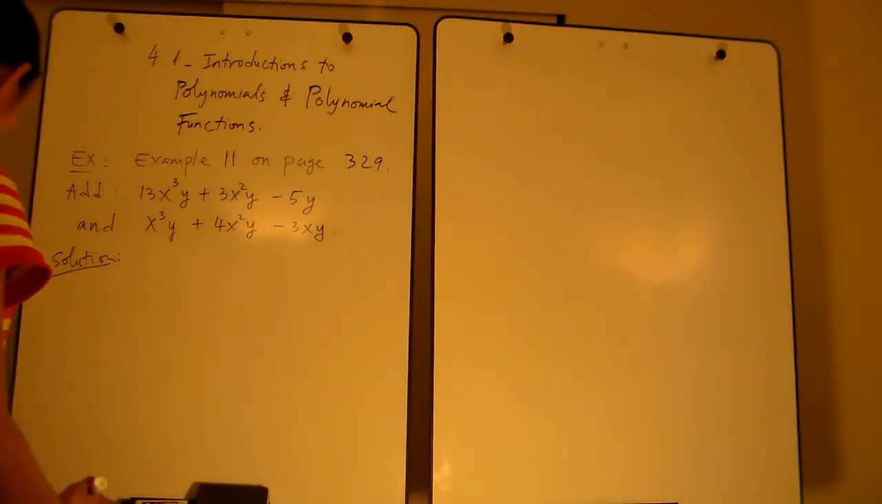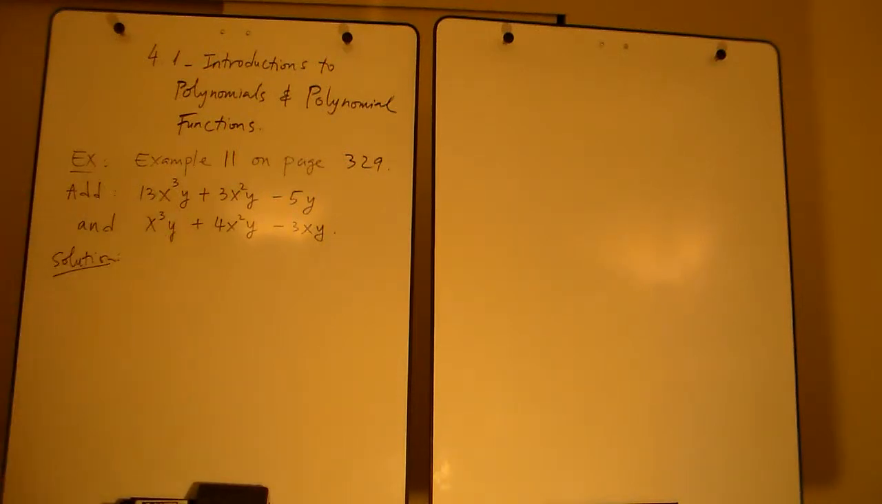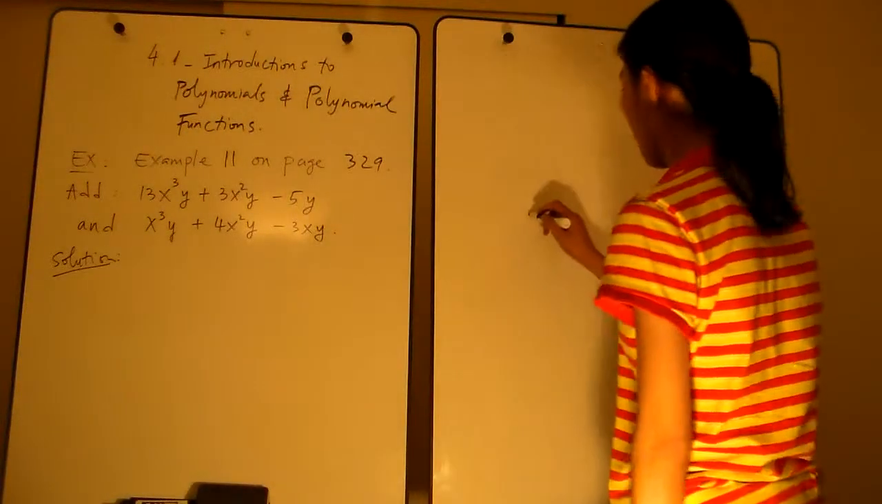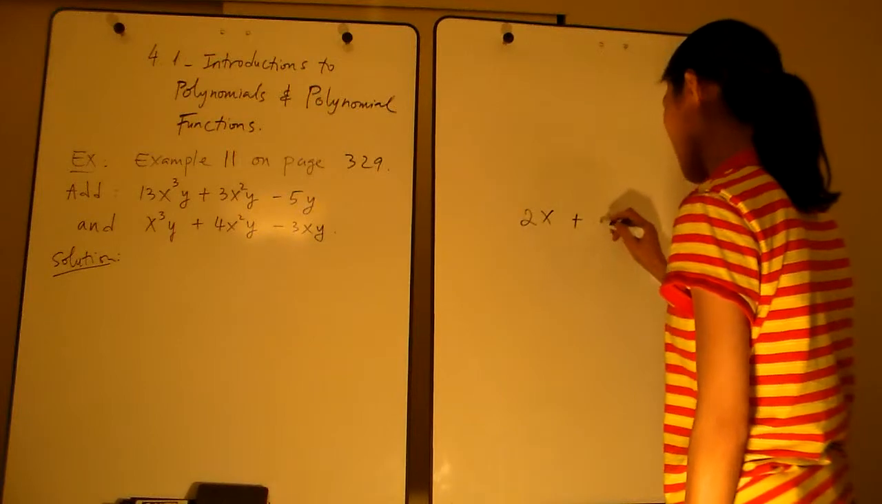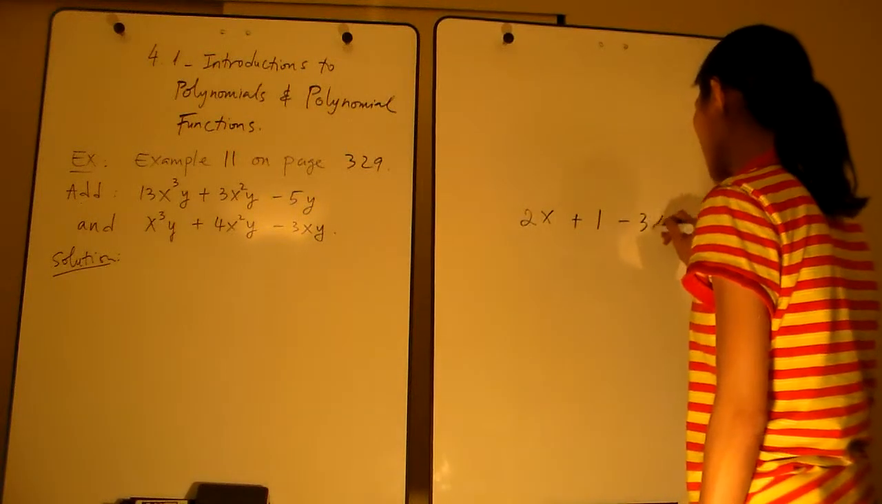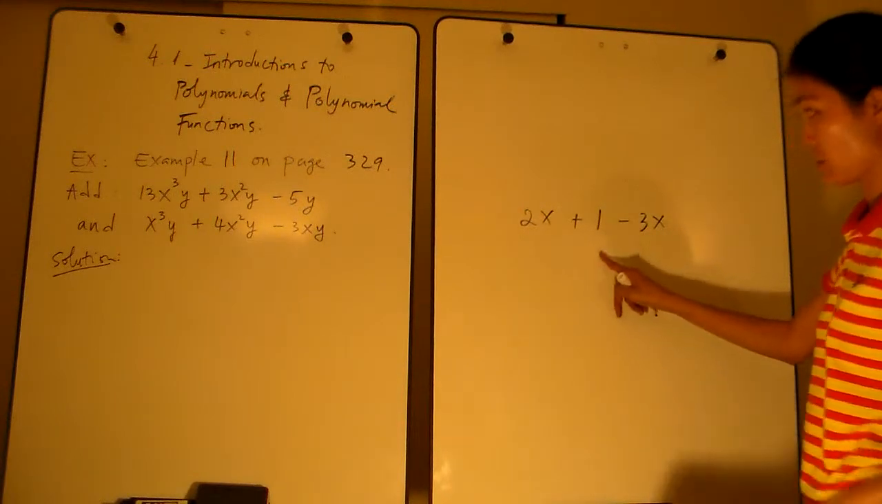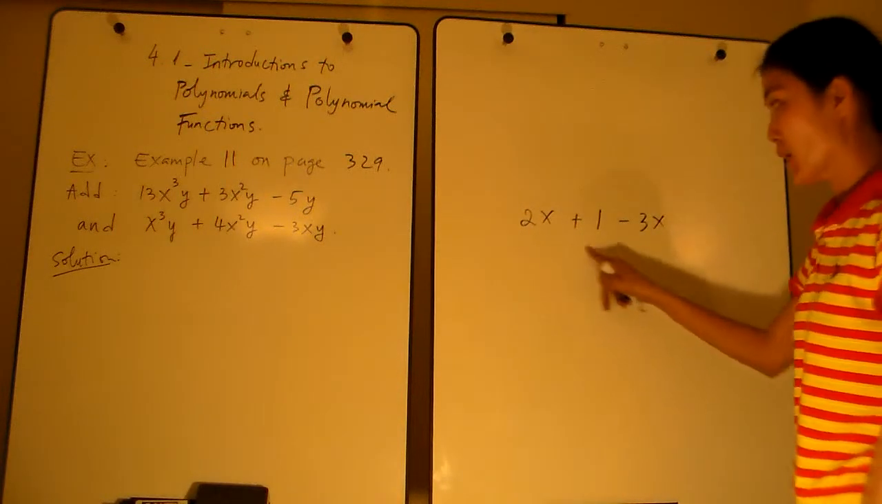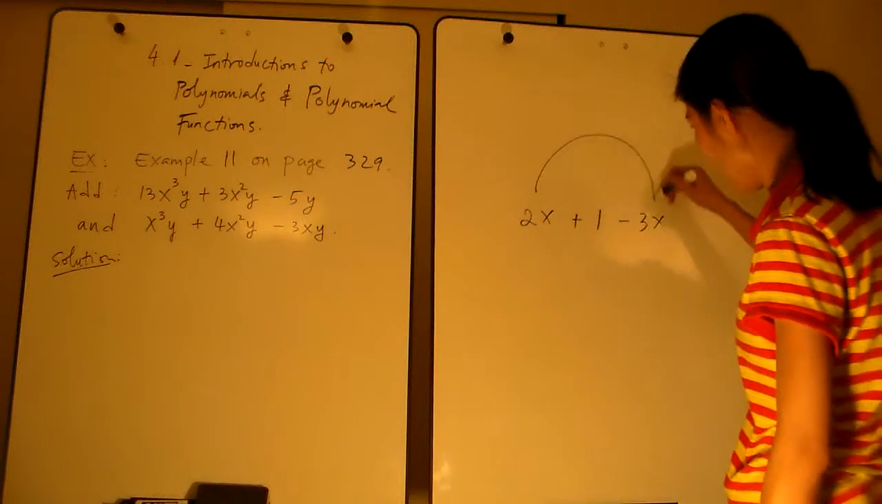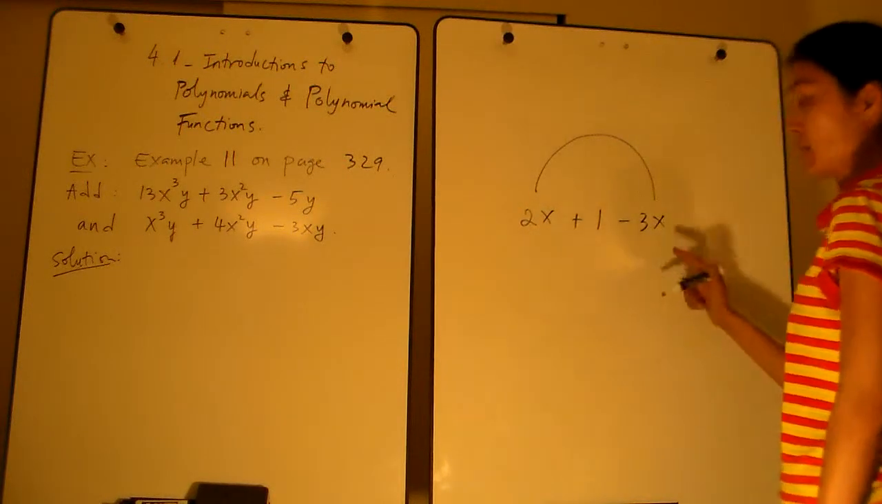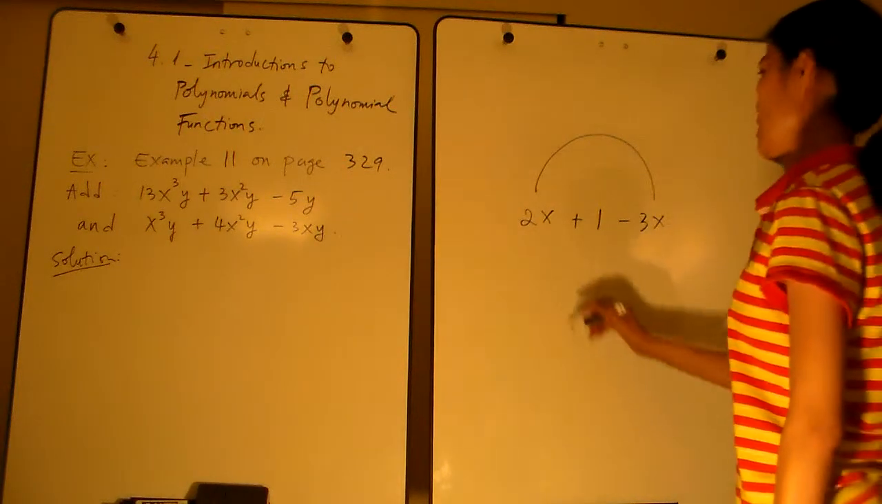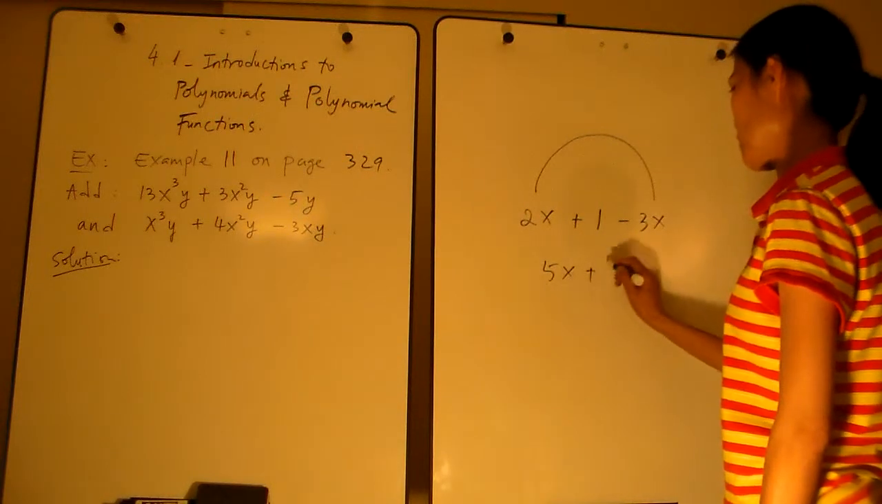So look for variables, or any combination of variables x, y that has the same exponent, then you combine the coefficients. Okay? The same idea like 2x plus 1 minus 3x. You cannot combine these terms because it's a constant. This is a variable. You cannot combine these terms, but you can combine these terms because it is a variable. Okay? If you combine, they become 5x plus 1.